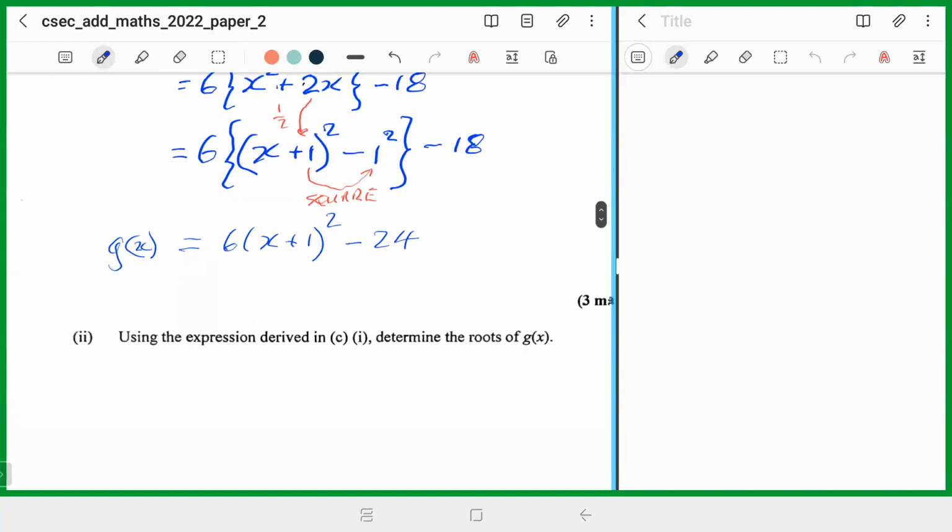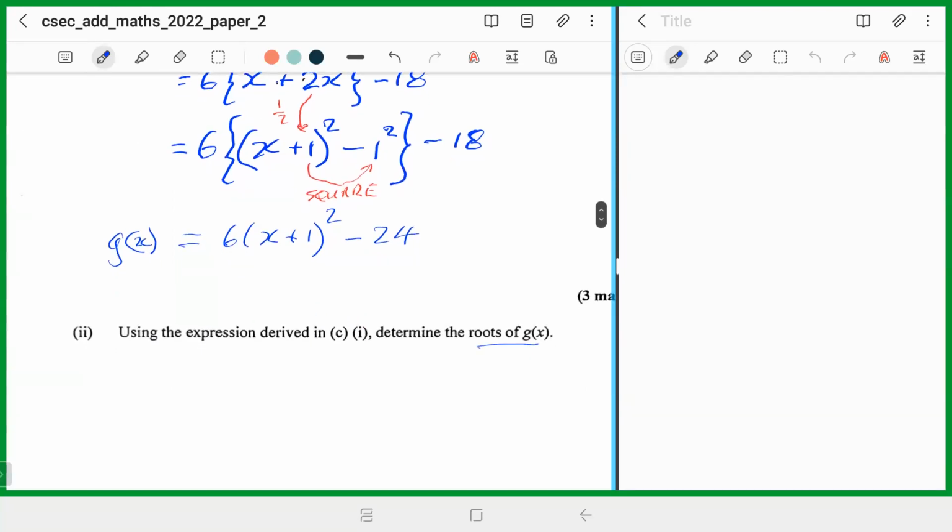Then it says, use the expression to determine the roots of g of x. Roots of g of x really are referring to the x values where the graph of the function would intersect the x-axis. You get the roots by solving the equation g of x equals 0. But the question is forcing us to use this to do it. That's why it says, use the expression derived in C1.